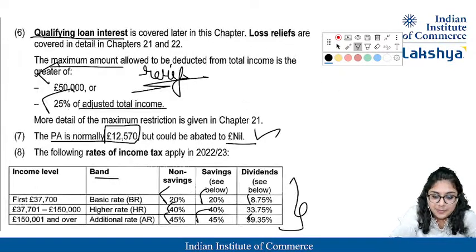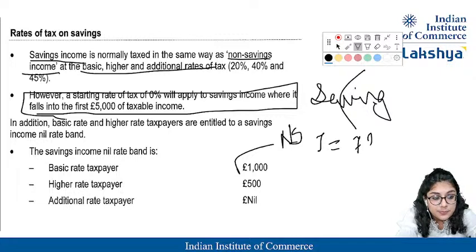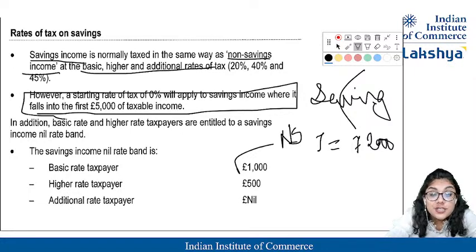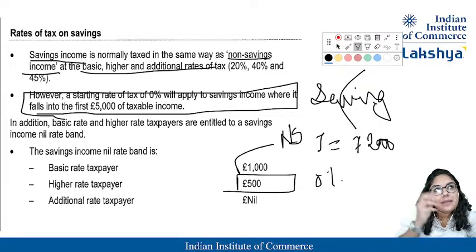See my normal slab rates. For savings and for non-savings, my slabs are the same, guys. You can check this. But if your income, that is your total income, exceeds 72,000, suppose it is 72,000, that means it is more than 37,700, then for the initial 500 of savings, you get 0 tax. You need to pay 0 tax. For the remaining amount, you have to pay 40% only.